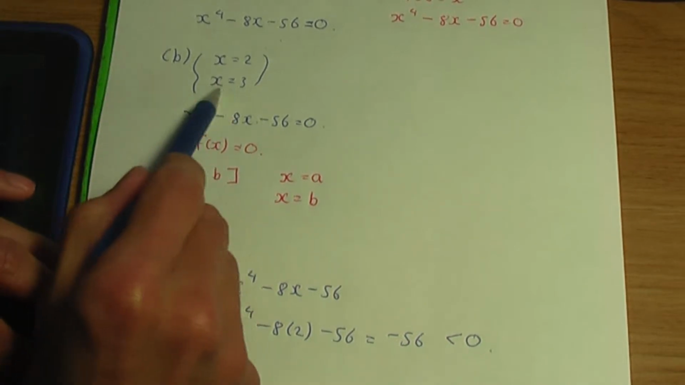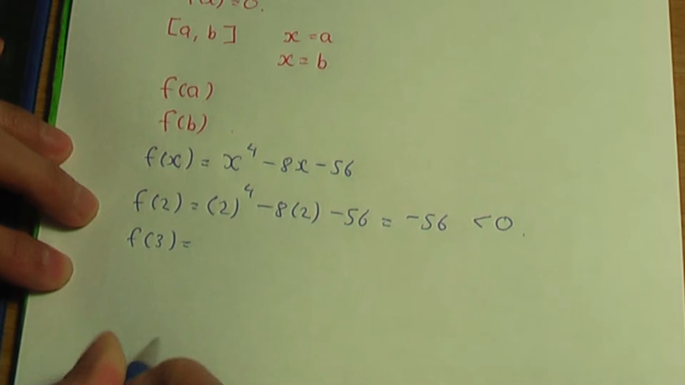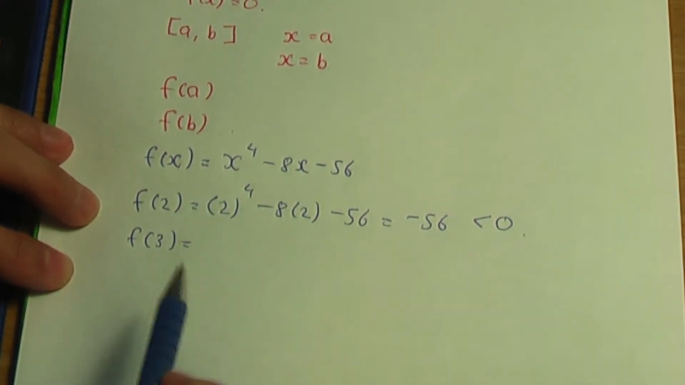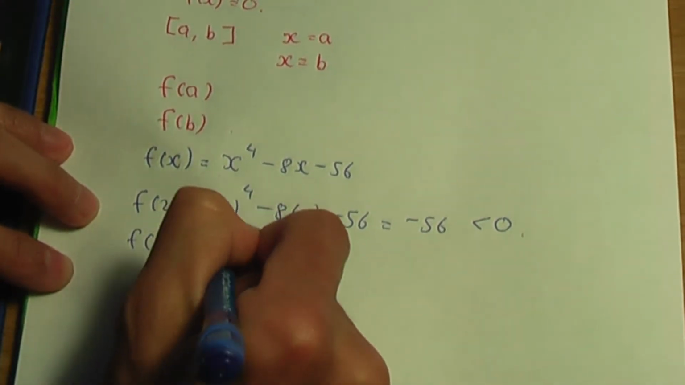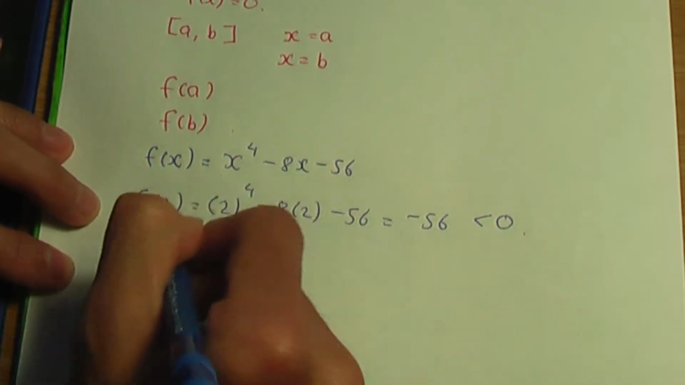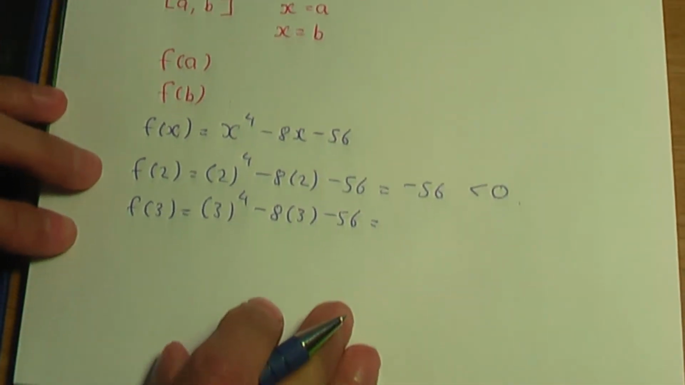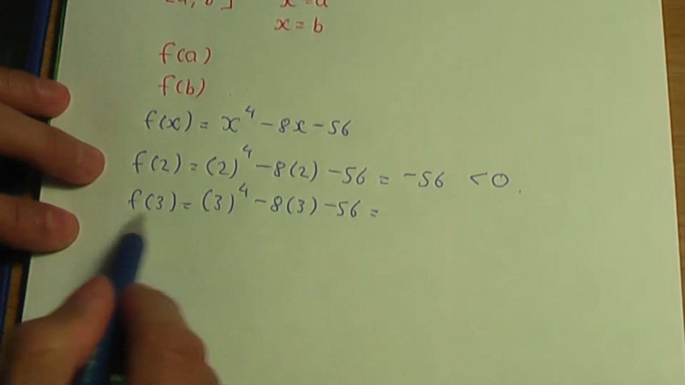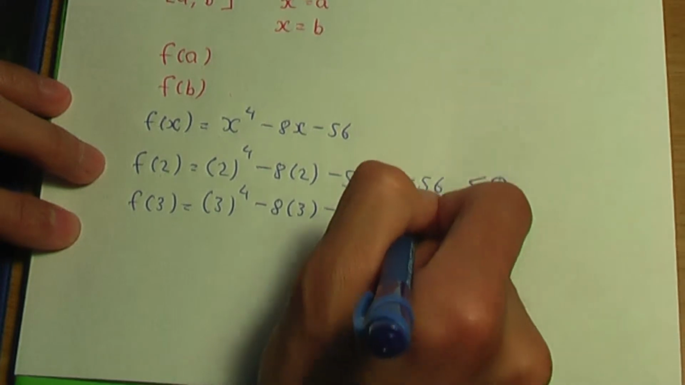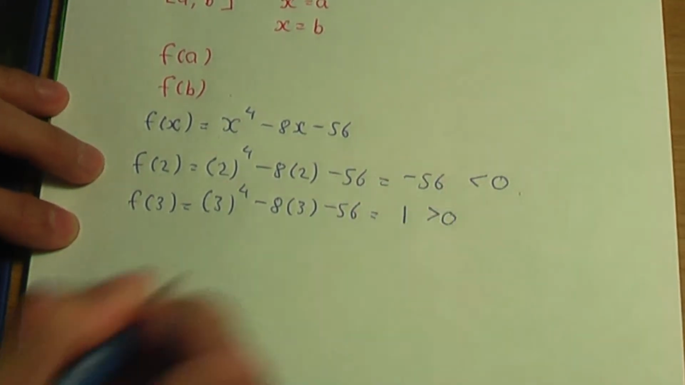Let's also calculate f of 3. So f of 3, replacing the x's here by 3's, gives us 3 to the power 4 minus 8 into x replaced by 3 minus 56. And if we calculate that, you should have an answer of plus 1, being greater than 0.